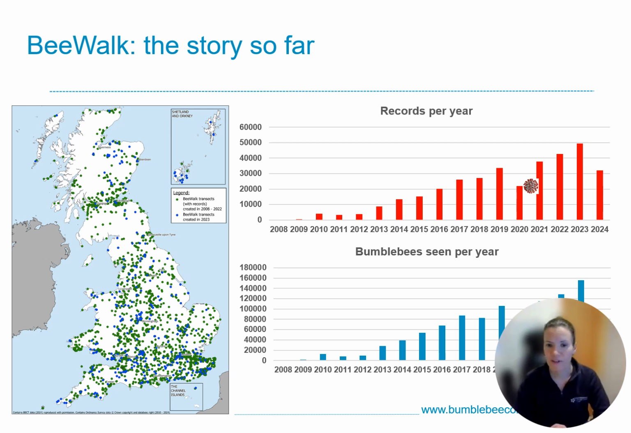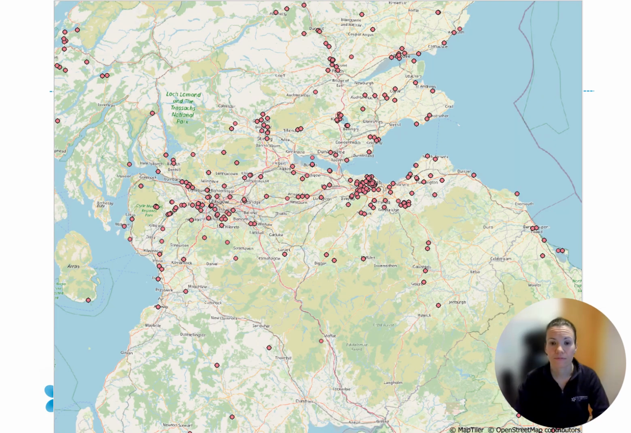The map here shows the spread of our transects. We do have quite good coverage, but we've got lots of gaps, lots of areas where we still need more people out surveying, particularly in Scotland. Just zooming in on the area of interest for you guys, the Borders is very under-recorded, and it's likely bumblebees haven't been recorded in any shape or form in some of these areas. So we'd be really interested if people were keen to get involved and set up transects to fill in some of these gaps. It would be really, really helpful.